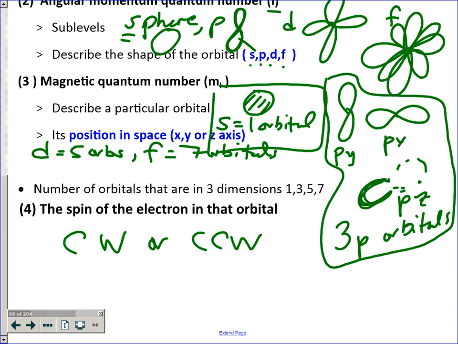4, the spin of the electron. Okay, so the first one was energy level. We basically know exactly kind of how far away the electron is from the nucleus, and we got all the way down to which electron is it and how is it spinning. That's all we're doing is figuring out where electrons are. Why do we care? Right now you don't care at all.